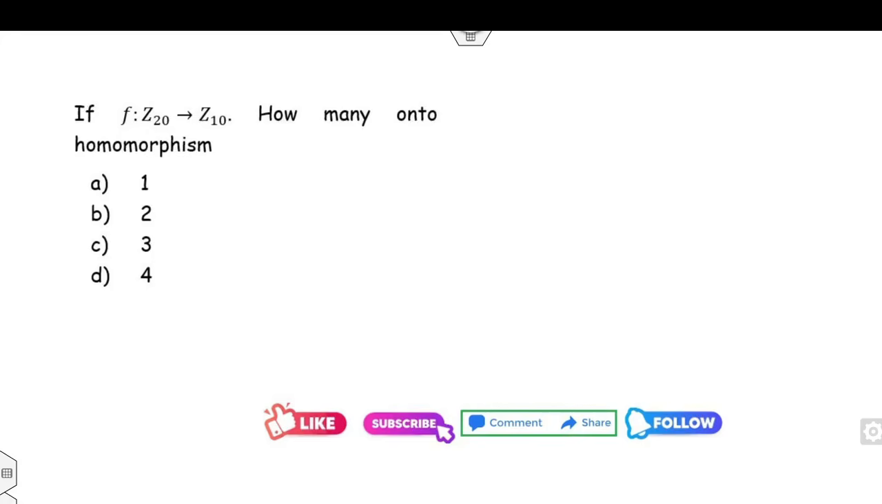Now look at the next one. If f is Z20 to Z10, how many onto homomorphisms? They are not talking about the simple homomorphism. If this condition is not given to you, then how many homomorphisms are there? You can find the GCD of 20 and 10. That is 10, but none of the answers is 10 because they are talking about group homomorphisms. So what is the shortcut trick for group homomorphisms?